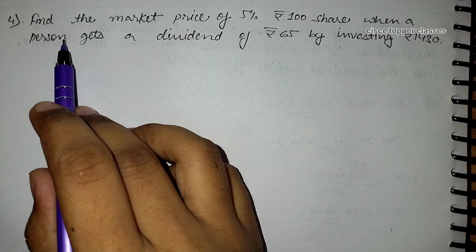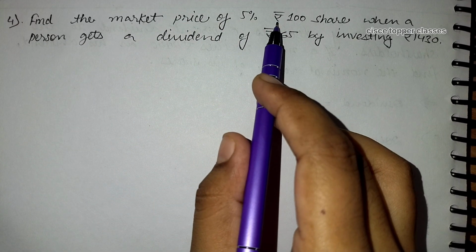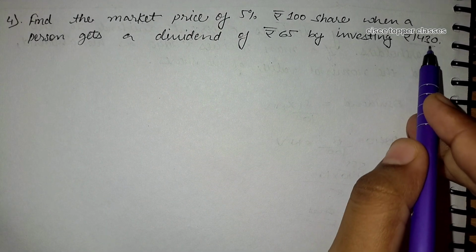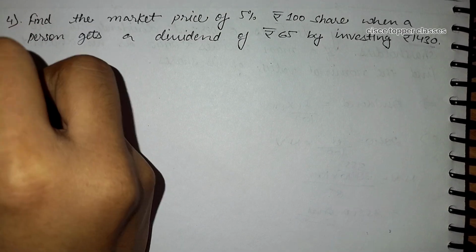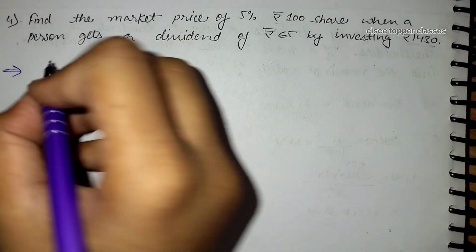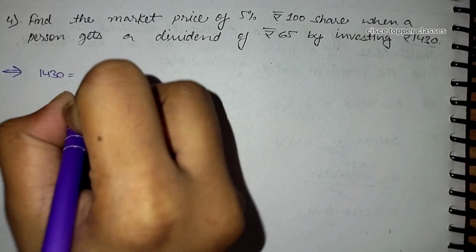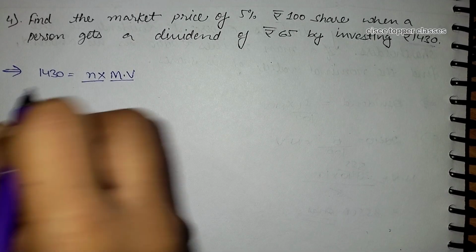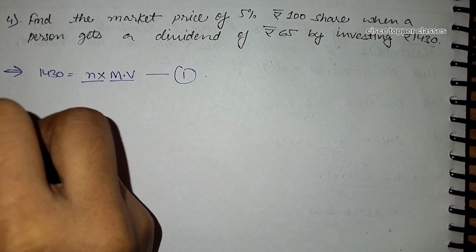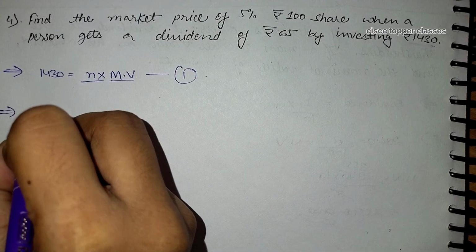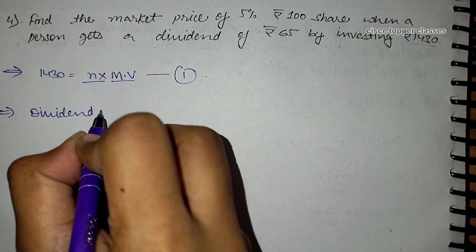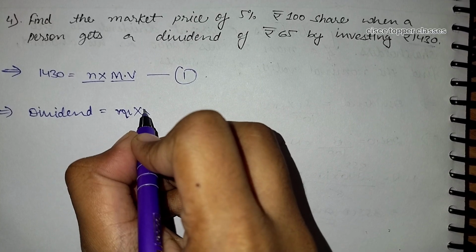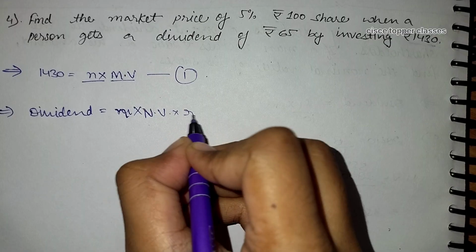Now let us solve question number 4. Find the market price of 5% rupees 100 shares when a person gets a dividend of rupees 65 by investing rupees 1430. So we know the total investment is given to us, and total investment is equal to number of shares into market value. Let this be the first equation. And the second formula: dividend is equal to number of shares into nominal value into rate by 100.